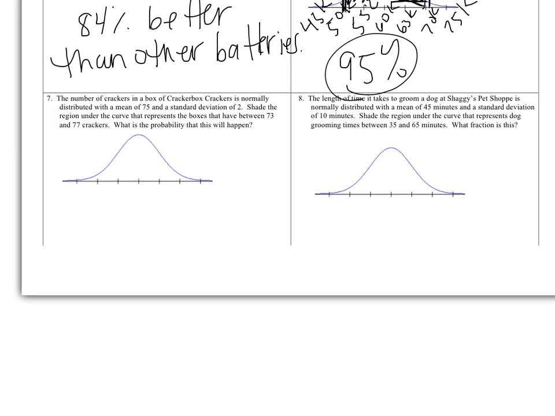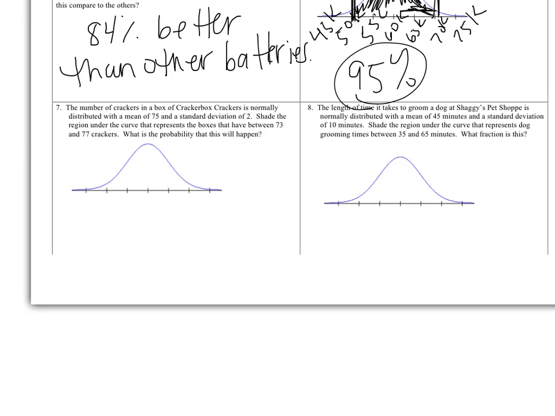So, the number of crackers in a box of Cracker Box crackers is normally distributed with a mean of 75 and a standard deviation of 2. So, I'm going to go ahead and put 75 in the middle.